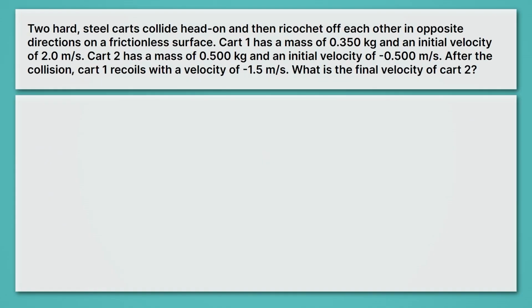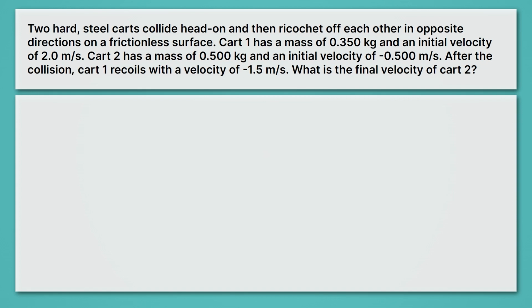Let's practice using this elastic collision equation just one more time. This problem says two hard steel carts collide head-on and then ricochet, like bounce, off each other in opposite directions on a frictionless surface. Cart 1 has a mass of 0.350 kilograms and an initial velocity of 2.0 meters per second. Cart 2 has a mass of 0.5 kilograms and an initial velocity of minus 0.5 meters per second. After the collision, Cart 1 recoils with a velocity of minus 1.5 meters per second. What is the final velocity of Cart 2?